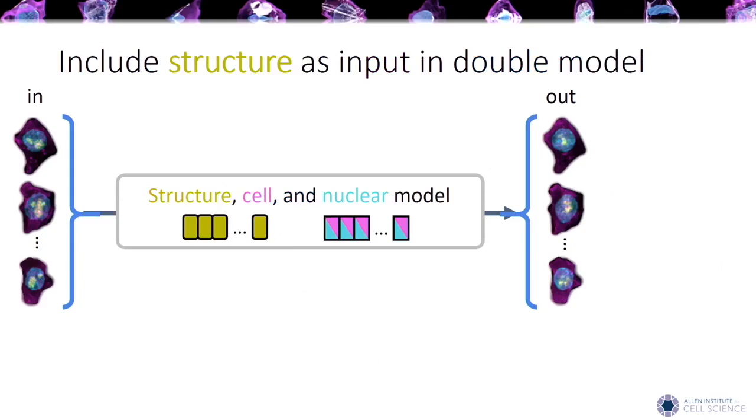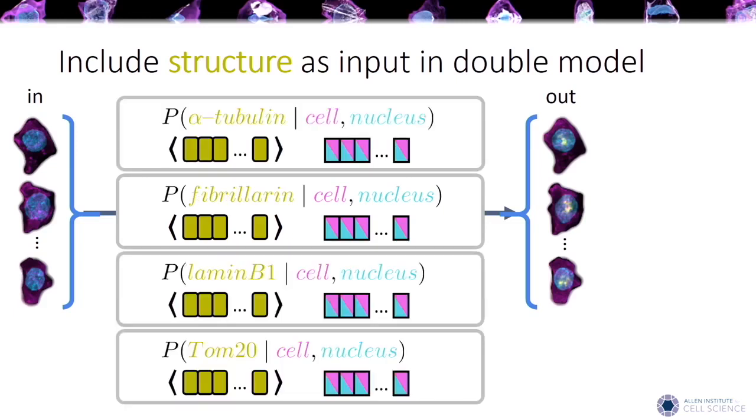Now, the clever part is that I can say, this is the formalism I have, but what's the expected structure? What's the most likely structure that I'm going to have given a known cell and nuclear shape? And that can give me a predicted structure for an image where I didn't have that structure before, where I only had cell and nuclear shape. And I can do that for one structure, and another structure, and another structure, and another structure, and then again combine all of those into a single prediction.